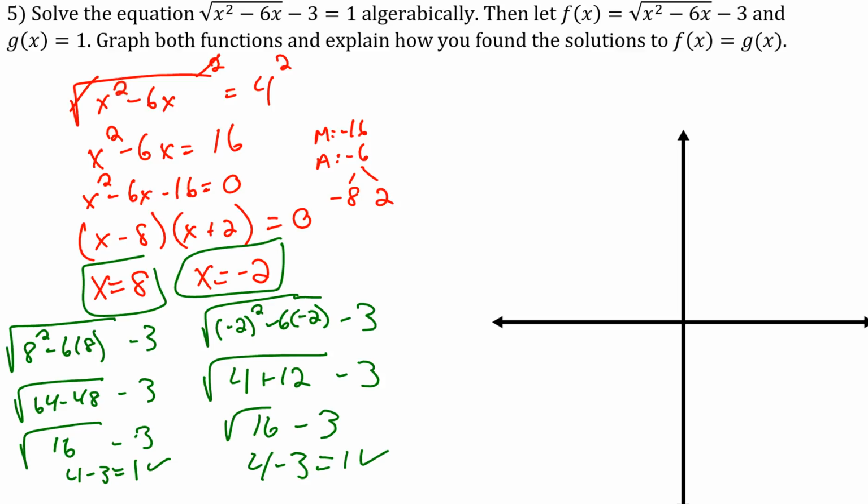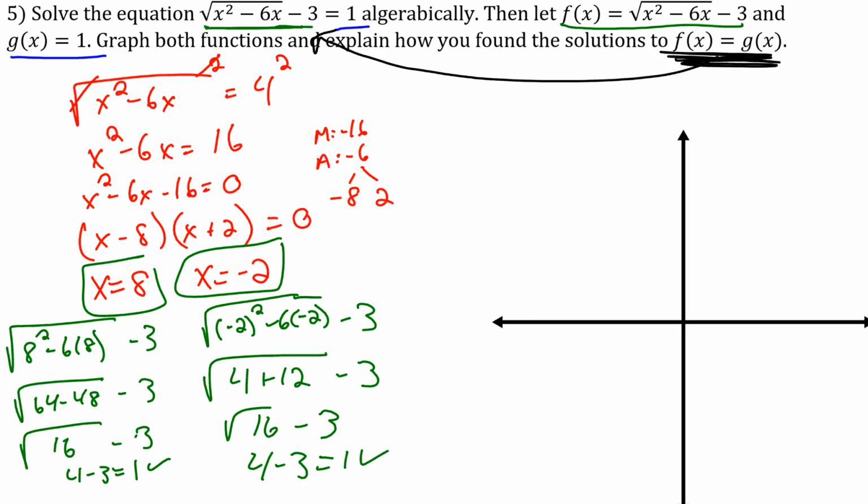Can you solve this graphically? So let's let f of x be this side of the equation, and we'll let g of x be 1. Graph both functions and explain how you found the solutions to f of x equals g of x. Well, f of x equals g of x is that equation back there. When are those two functions equal? What x values make those two functions equal?